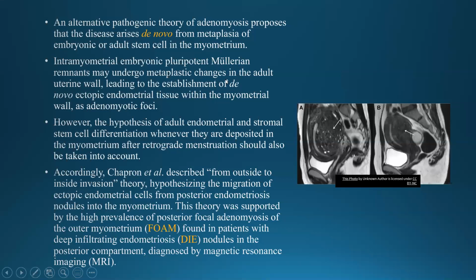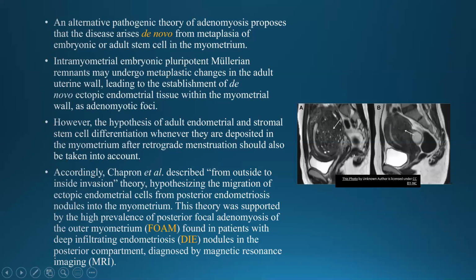However, there is also the hypothesis of adult endometrial and stromal stem cell differentiation, where they are deposited in the myometrium after retrograde menstruation. If you remember this retrograde menstruation theory in endometriosis as well, it has remained for decades. They still mention that this might also explain adenomyosis. So Chapron et al.